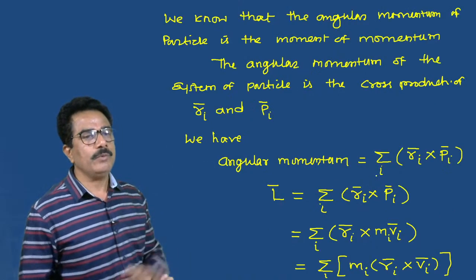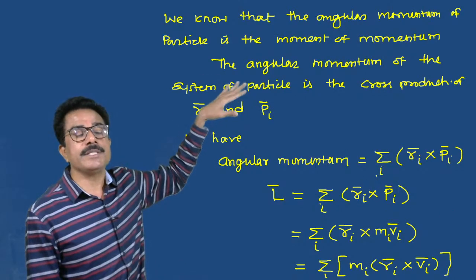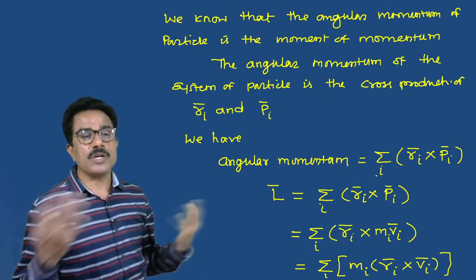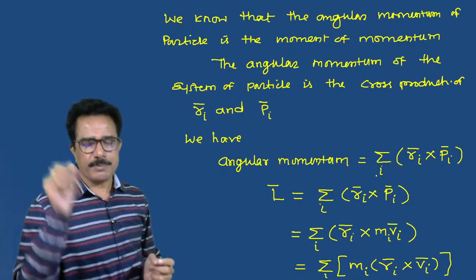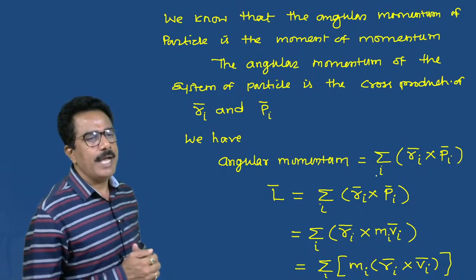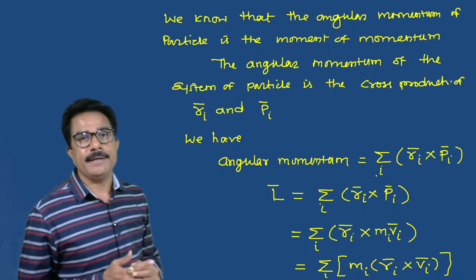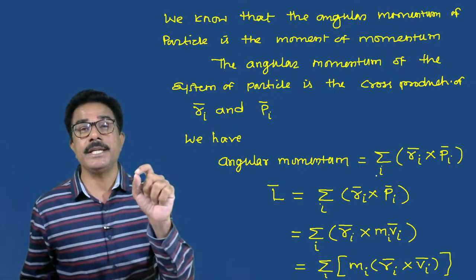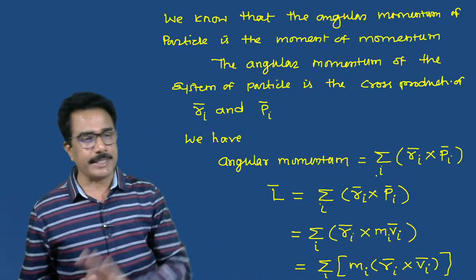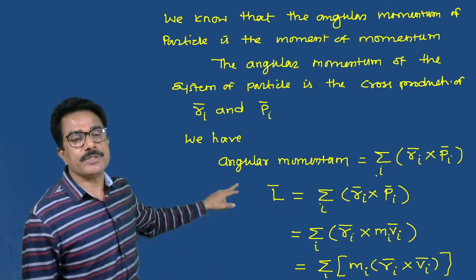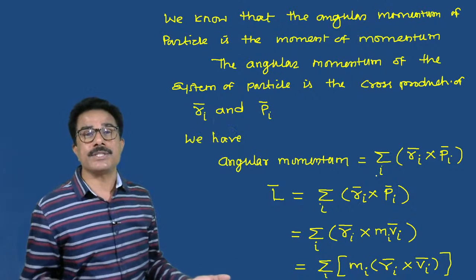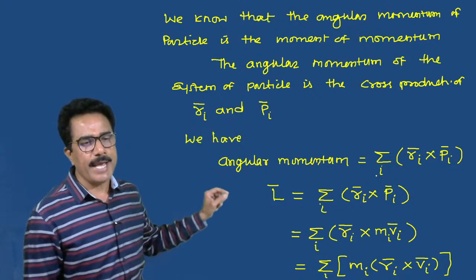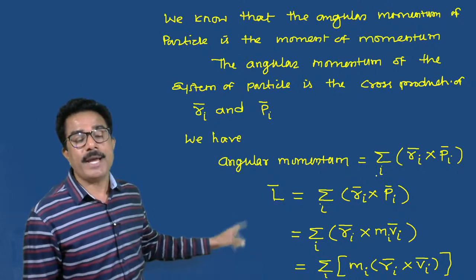So we know that angular momentum is the moment of a momentum. That means the angular momentum is the cross product of ri and pi. ri means the position vector of the ith particle, pi means the linear momentum of the ith particle. So the angular momentum of the total system is the summation over i of ri cross pi. So pi means mi into vi.